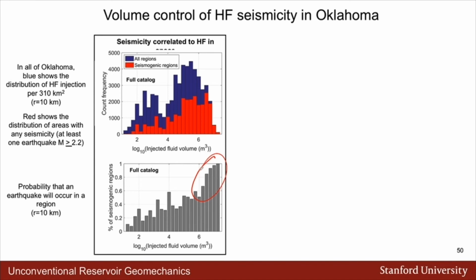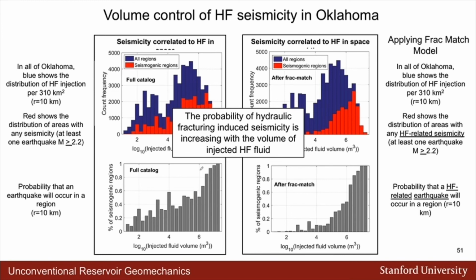So if you look at all of Oklahoma, if you apply the frac batch model and only use the earthquakes which are clearly identified as being associated with hydraulic fracturing, you go through the same analysis, and now it's a much better correlation between the occurrence of earthquakes and large fluid volumes. So the probability of hydraulic fracturing induced seismicity is increasing with the volume of injected fluid. Okay, so this is taking the state as a whole.